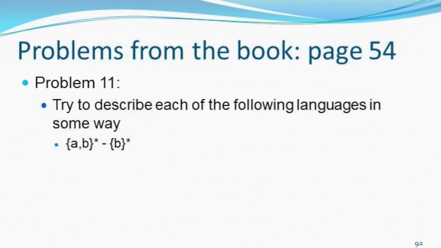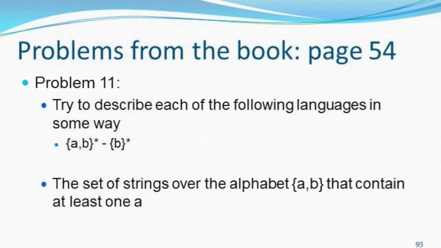Okay. Another problem, problem 11, just asking us, try to describe what does this language look like? So look at this set for a minute, right? So we've got the set of all strings. This is all strings that are either lambda or have an A or a B in them, right? And we're subtracting off all the strings, well, we're subtracting off lambda and all the other strings that have a B in them, right? So effectively what we've got is all of the strings over the alphabet AB that have at least one A, because if they were all B's, we got rid of them from our set.